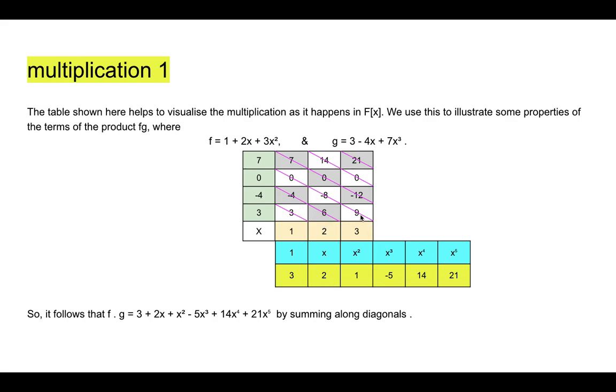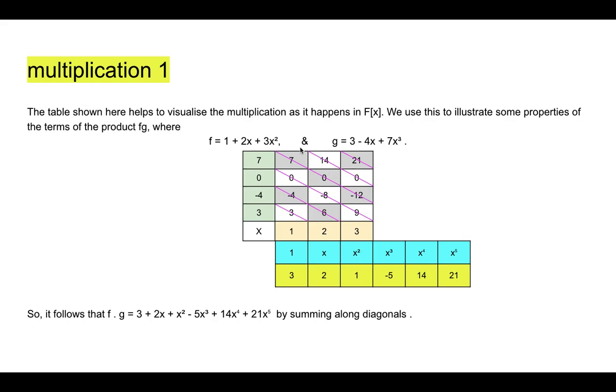Now for the quadratic term, we have 9 plus negative 8 plus 0. So 9 comes as 3x squared times 3. Negative 8 comes as 2x times negative 4x, which is negative 8x squared. And there is no contribution to any other quadratic term with the multiplication of 1 with any coefficient of g. That's why we get the 0. So 9 minus 8 is 1. So the coefficient on the quadratic term is 1.